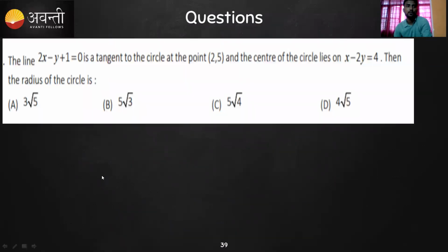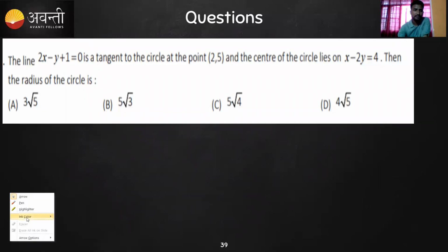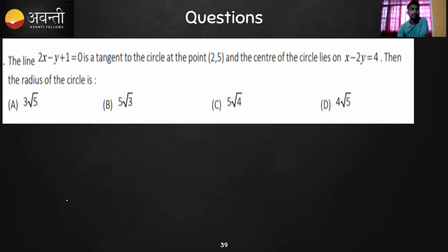Okay guys, so now moving into the next question, what do we have to do now? You can see 2x minus y plus 1 is a tangent to the circle, and the center of the circle lies on x minus 2y is equal to 4. Then find the radius of the circle.